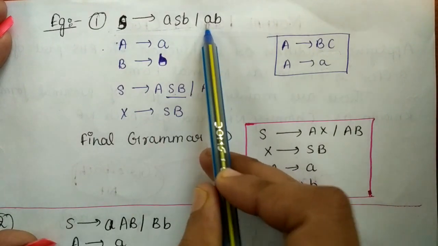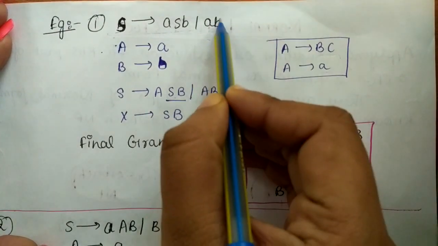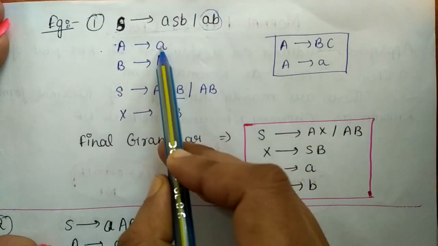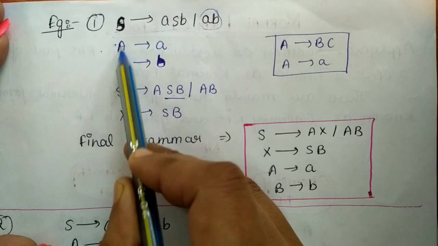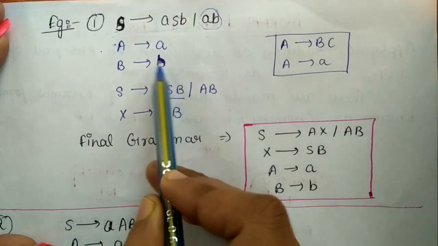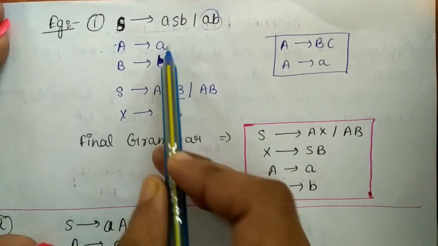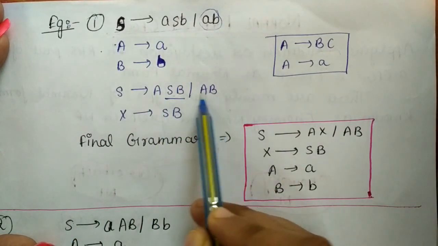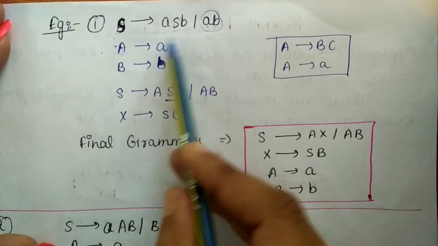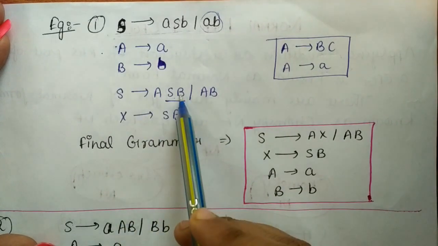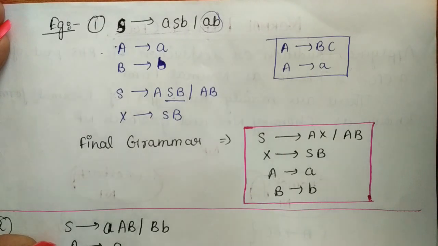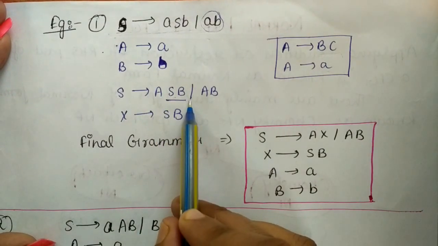This is not in the form of Chomsky normal form. You assume that this A is a variable, A tends to a, and this B is a variable, B tends to b, and you simply replace the values here. If you replace this A by A and this B by B here, what will you get? You will get three variables. But we don't want three variables, we only want two variables.